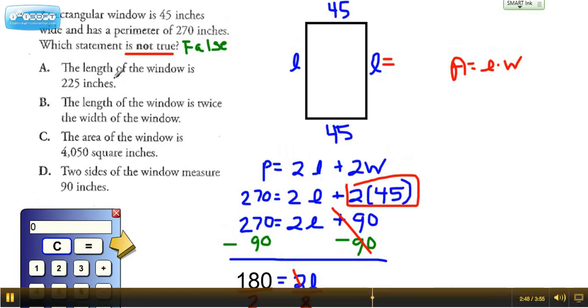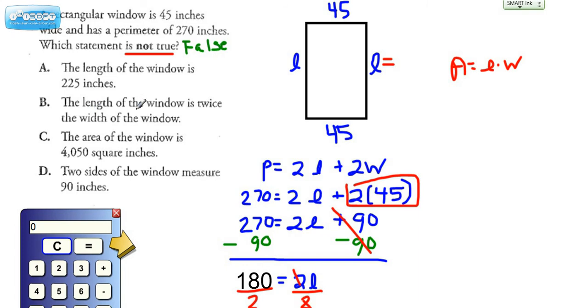Choice B, write true or false, by the way, next to that. B, the length of the window is twice the width of the window. So here's the width of the window. If you multiply that by 2, because that's what twice means, does that match what you got here? True or false? All right, so put a T or an F next to that.